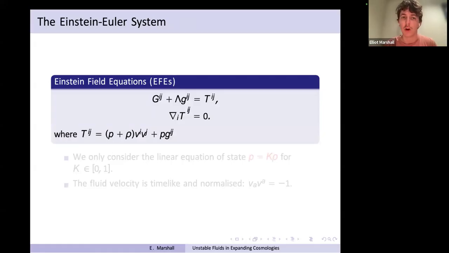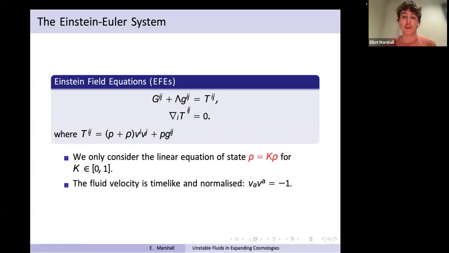But to make things a little more concrete, I want to emphasize the specific system I'm working with. So of course, I'm looking at the Einstein equations coupled to the relativistic Euler equations for a perfect fluid. I'll also be including a cosmological constant at some points. So this term lambda is either going to be a positive constant or zero, depending on whether I'm looking at accelerated or decelerated expansion. And I said I'm coupling to a perfect fluid. So my stress energy tensor has this form down here. So p is my pressure, rho is my energy density, and v is my fluid four-velocity.